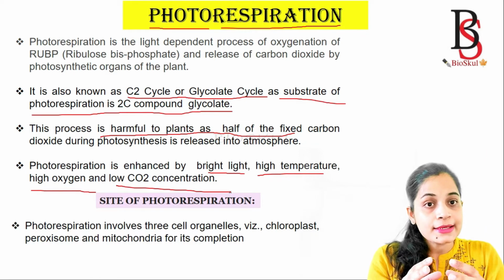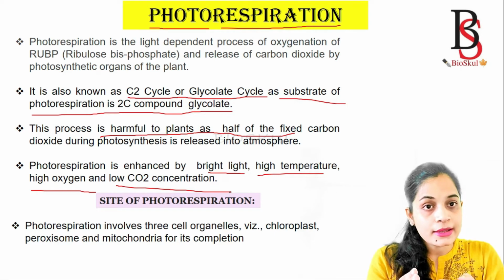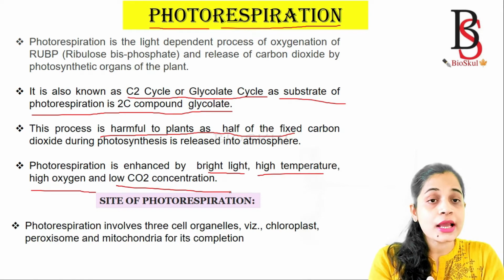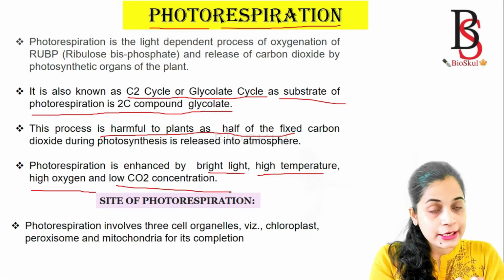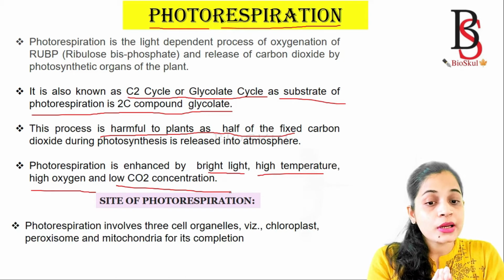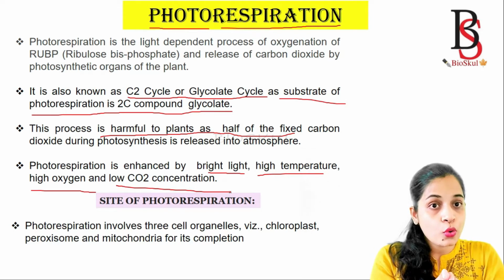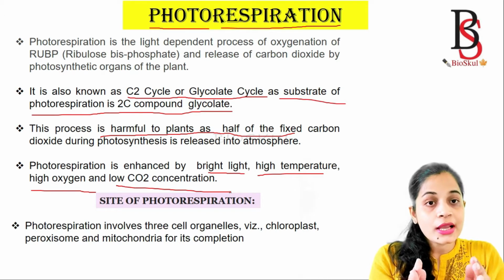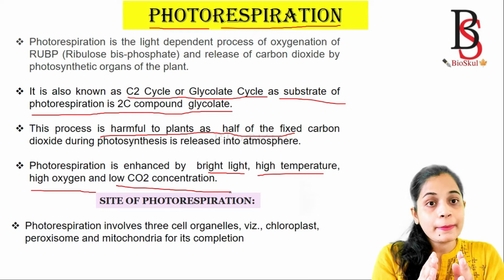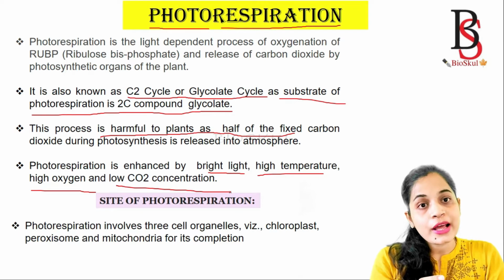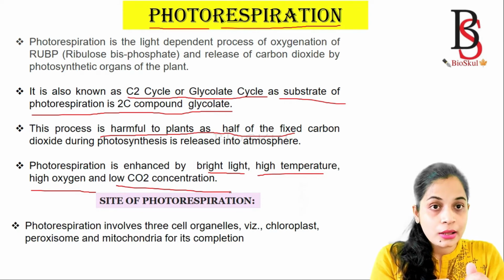We know that plants have stomata. Through the stomata, oxygen is released and carbon dioxide enters into the plant. Also, plants have the transpiration process, and through the stomata, water is also released. But when the atmosphere has high temperature, then the stomata get closed in order to prevent the loss of water. As the stomata get closed, the oxygen cannot get released out of the plant, and the carbon dioxide cannot enter into the plant.